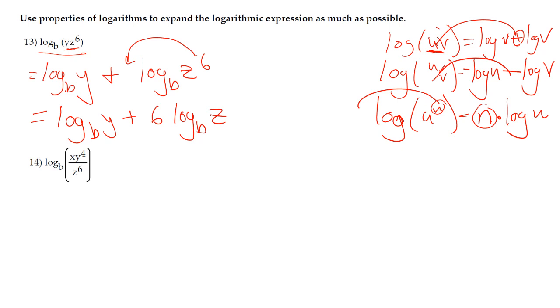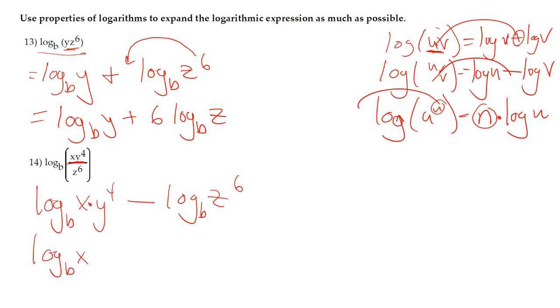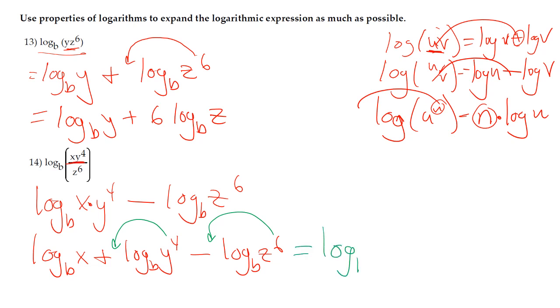Okay. How about the next one? Well, let's start with this division. Log base b of xy to the 4th minus log base b of z to the 6th. Now individually this is multiplication, so I can expand that. Log base b of x plus log base b of y to the 4th minus log base b of z to the 6th. Now this power can come in front of that one, and this power can come in front of that one. So I end up with log base b of x plus 4 log base b of y minus 6 log base b of z.